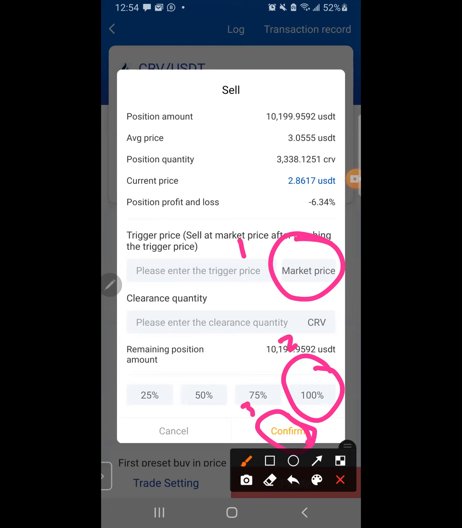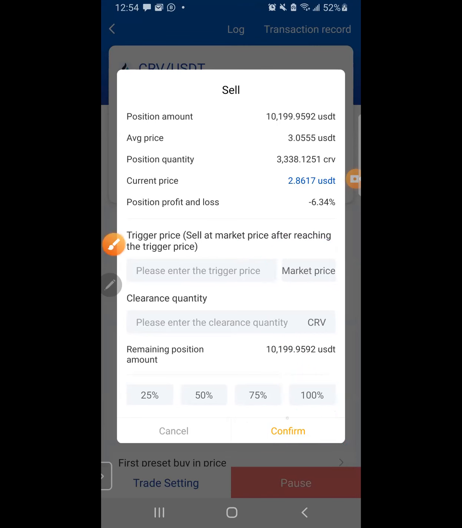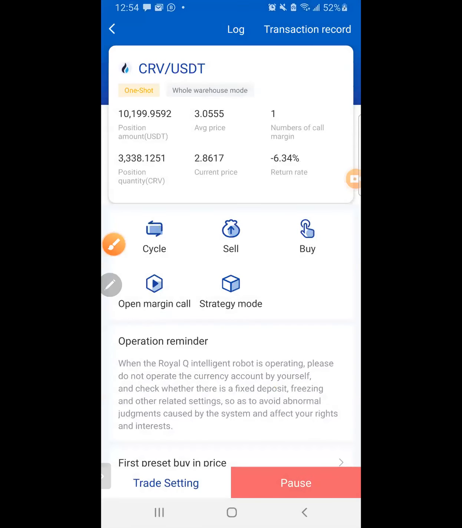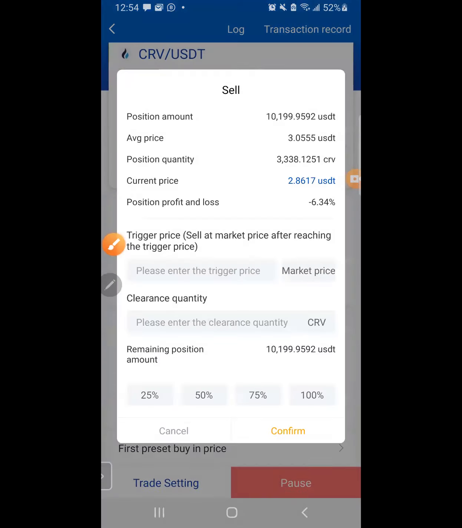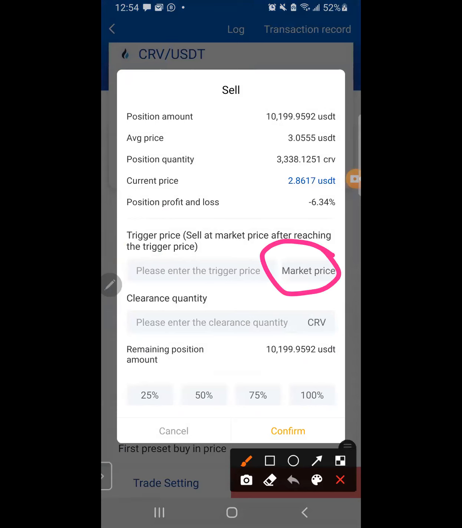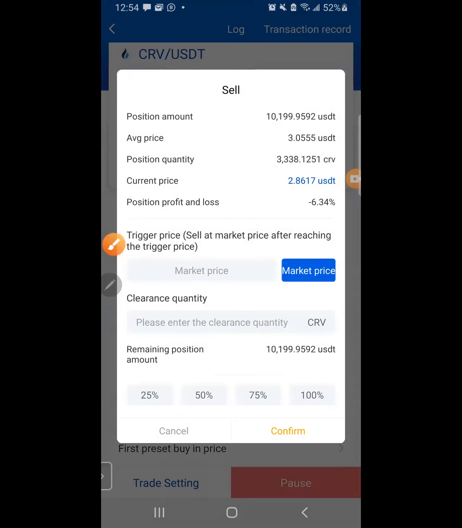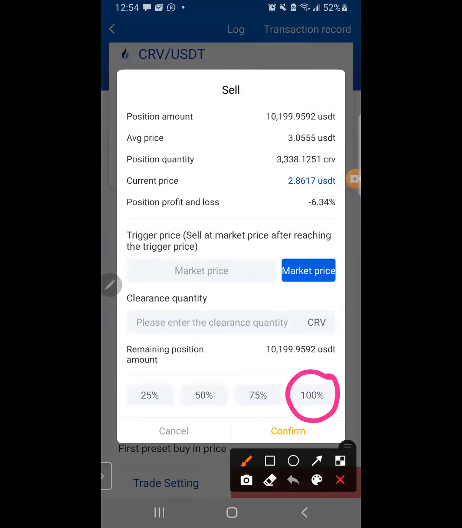Yes. You get it? That's it. Click on the coin. Click on sell. Once you click on sell, activate market price. How do you activate it? Just tap on it, and then click on 100%. If you want to sell everything, 100. If you want to sell 75%, 75. If you want to sell half of it, 50. If you want to sell 25% worth of it, you can even fraction it.